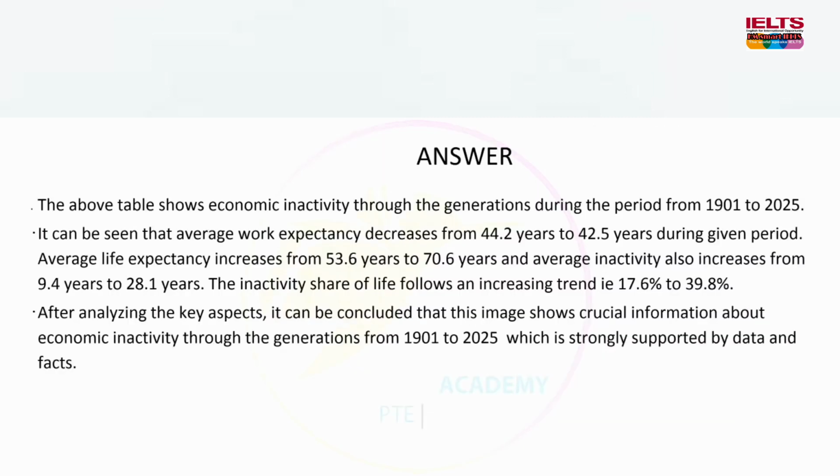The above table shows economic inactivity through the generations during the period from 1901 to 2025. It can be seen that average work expectancy decreases from 44.2 years to 42.5 years during the given period. Average life expectancy increases from 53.6 years to 70.6 years and average inactivity also increases from 9.4 years to 28.1 years. The inactivity share of life follows an increasing trend, from 17.6% to 39.8%.